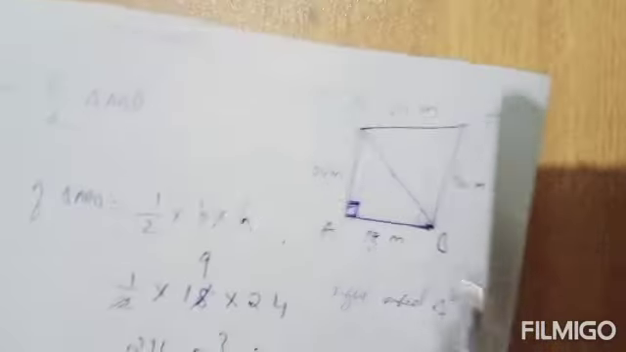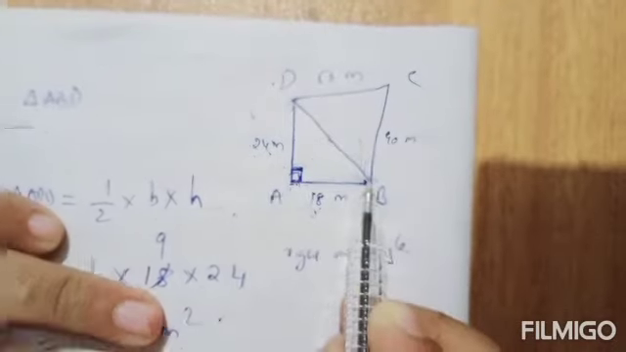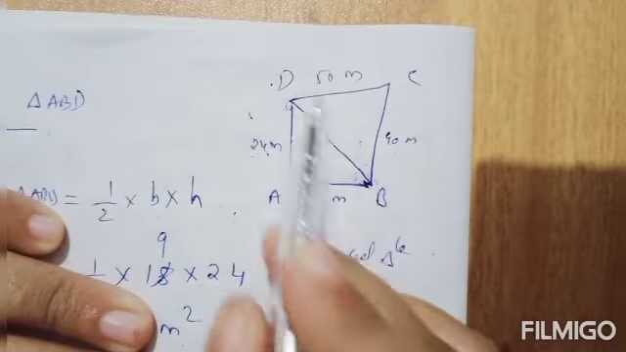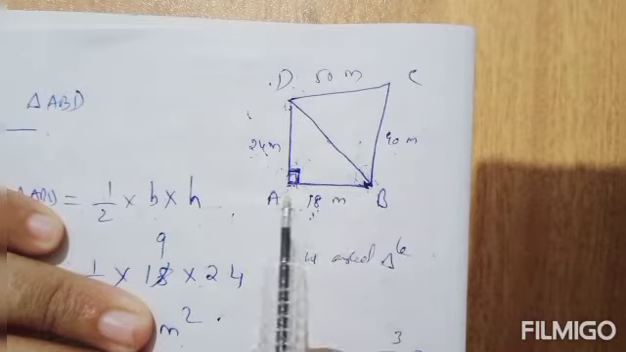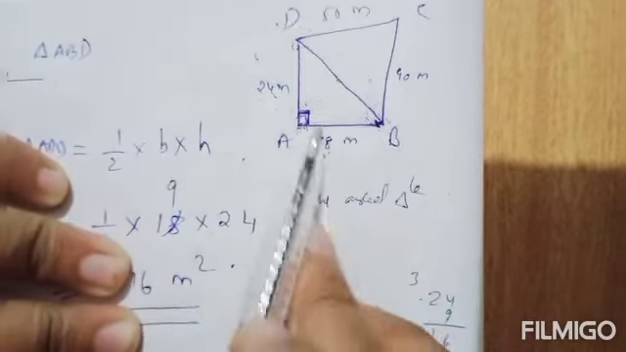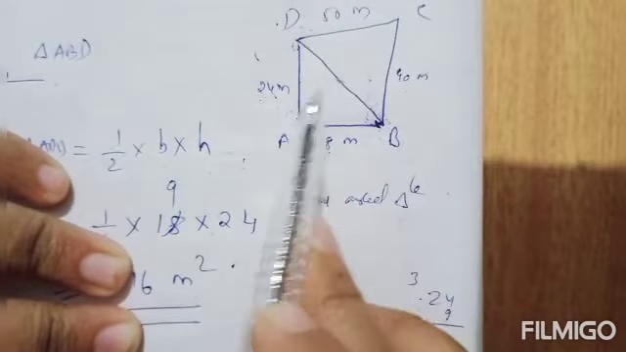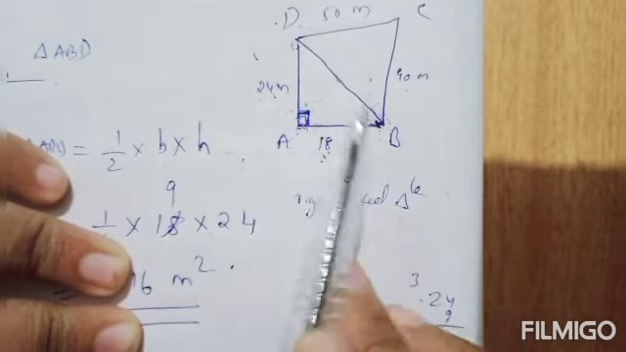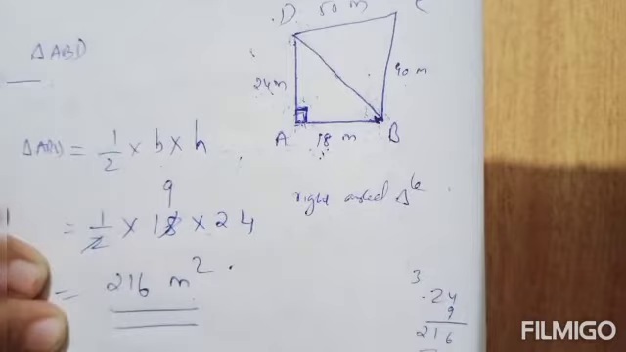So BD square. 18 square plus 24 square equal to BD square. Since ABD is a right angled triangle, you can apply Pythagoras theorem to find the third side. Two sides are given here. Third side you can find using Pythagoras theorem.